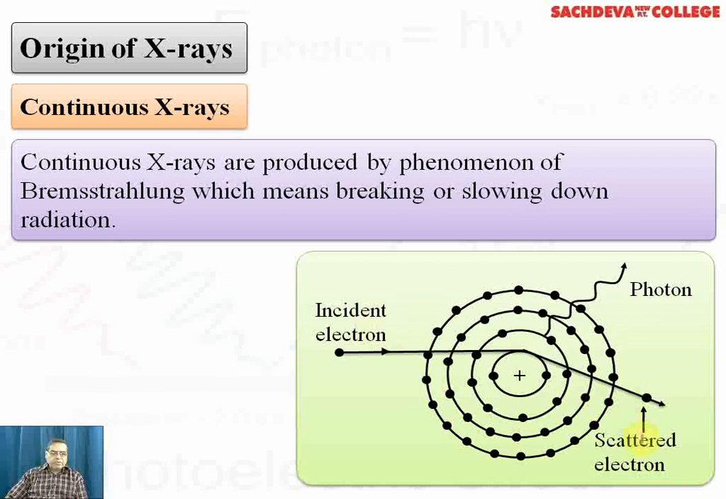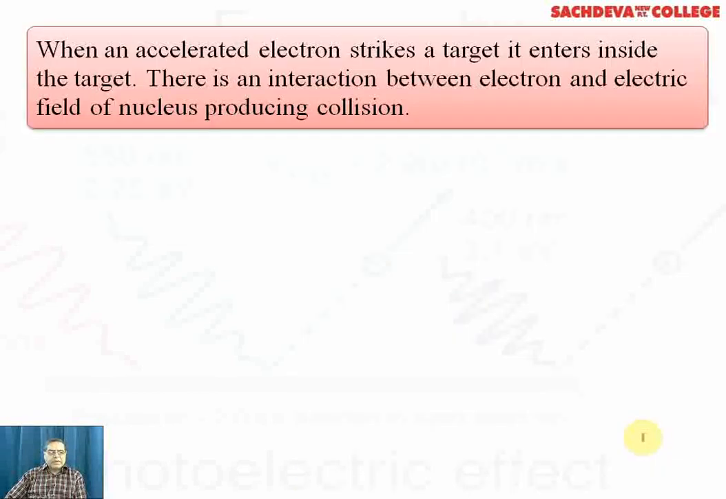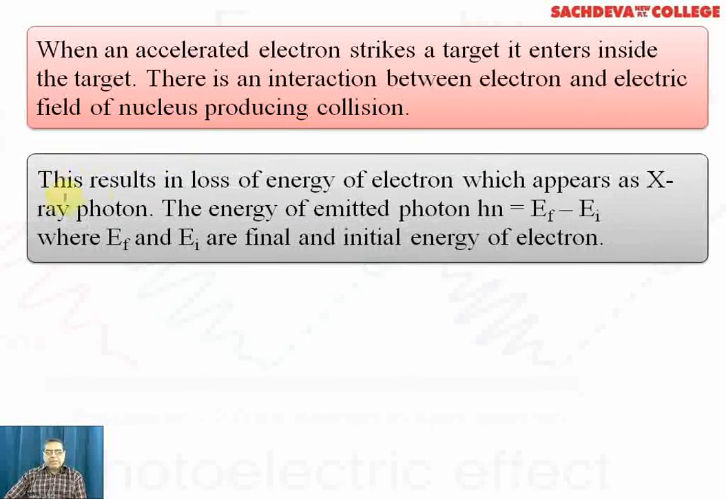According to this figure, when an accelerated electron strikes a target, it enters inside the target atom. There is an interaction between the electron and the electric field of the nucleus, producing a collision. This results in a loss of energy of the electron, and that loss in energy appears as an X-ray photon. The energy emitted is hν, or h nu. Both symbols can be used.